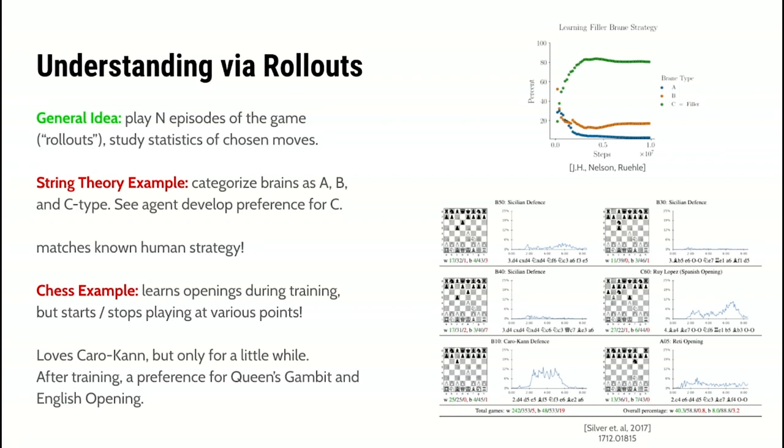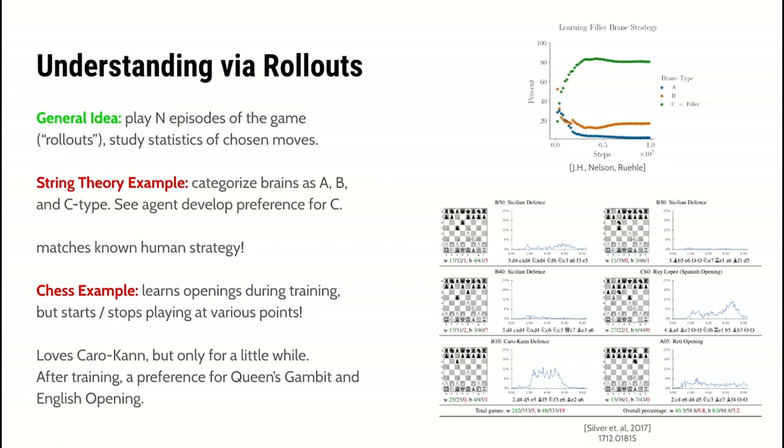In the particular context of this string theory example, I categorized branes as A, B, and C type. So there are different types of branes according to how they contribute to the consistency conditions. And you can see that over time, when we study the statistics of what types of branes the agent is using to solve the system, it's clearly developing a preference for a C-type brane, and the A-type and B-type branes are less preferred. It actually turns out that in the scientific literature from the early 2000s, this was called the filler brane strategy in string theory. So what the agent learned, based on the way that we set up the game, was to use the types of branes that physicists had already figured out to use. There were other ways to set up the game such that it couldn't have learned this, but also led to better behavior.